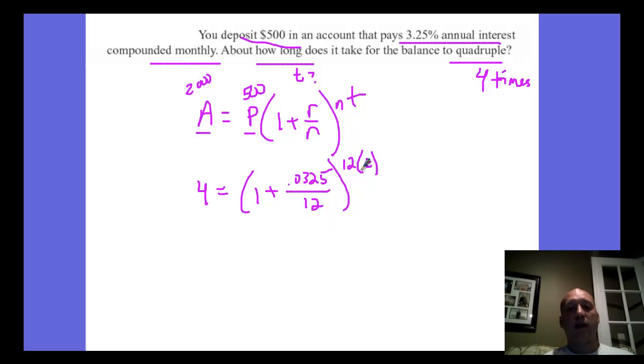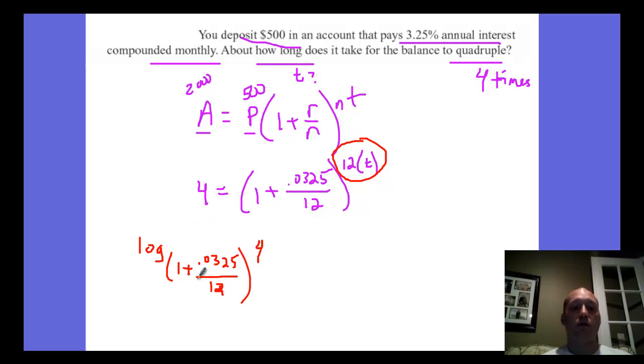And so that's our exponent. Our exponent really is not just t, it's 12t. So our base is this mess right here. To isolate this exponent, I need to do log base, whatever this is, to both sides. Another way to think about it is I could put it into log form. It's going to be log base 1 plus 0.0325 over 12 of 4, and that is going to equal my power 12t. And then to solve for t, we're going to divide both sides by 12.